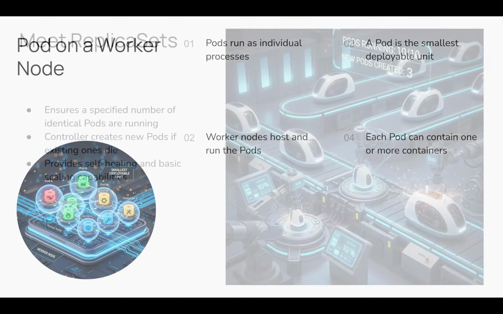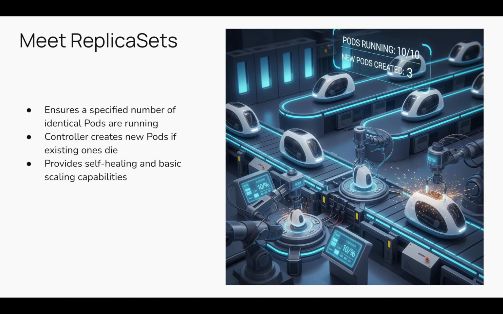To solve this problem, we need a higher-level controller. This brings us to ReplicaSet. A ReplicaSet's primary job is to ensure that a specific number of identical pods, or replicas, are always running. If a pod dies, the ReplicaSet controller immediately notices and creates a new one to take its place. This gives us the self-healing and basic scaling we need. But in modern Kubernetes, we rarely ever create a replica set directly. Instead, we use an even more powerful controller that manages replica sets for us: the deployment.